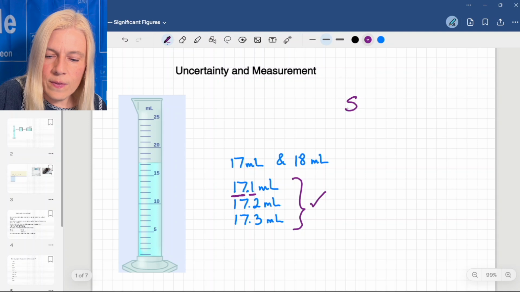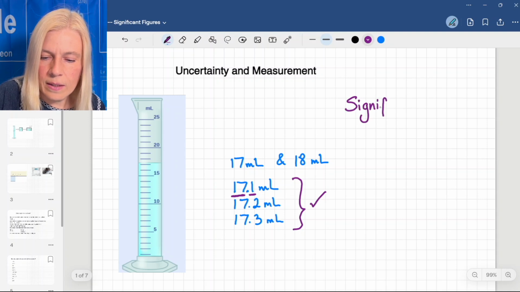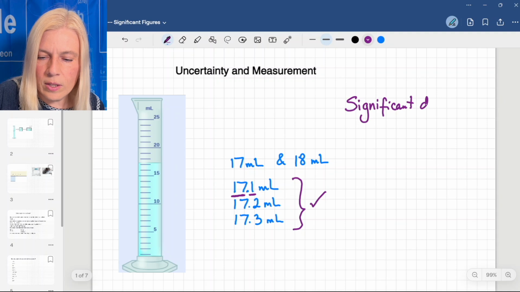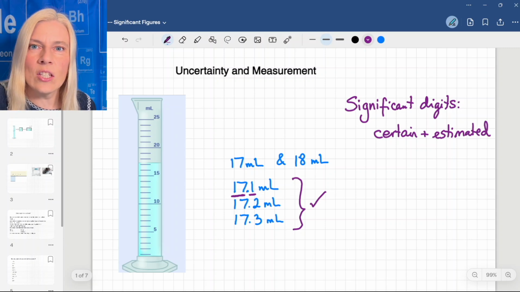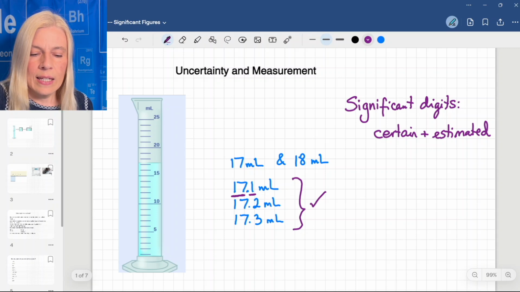So what are significant digits? They are your certain digits plus the last one, which is your estimated digit. They tell me something about the equipment that I'm using. So here is a very important thing. You cannot report a measurement that's more accurate than the equipment you are using. You will be limited by how good the equipment is.